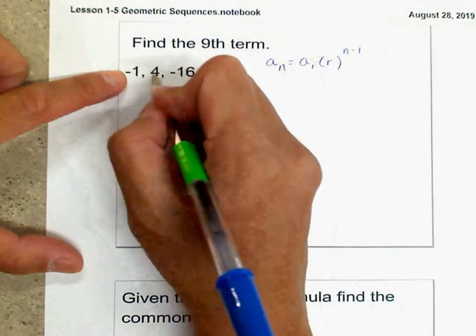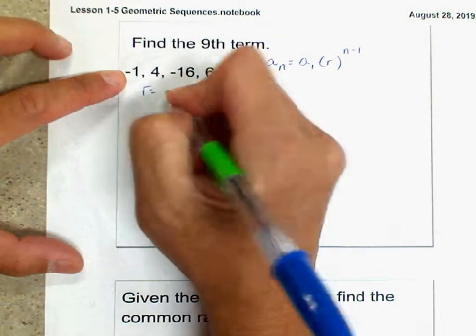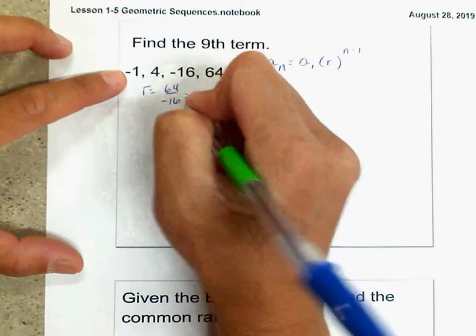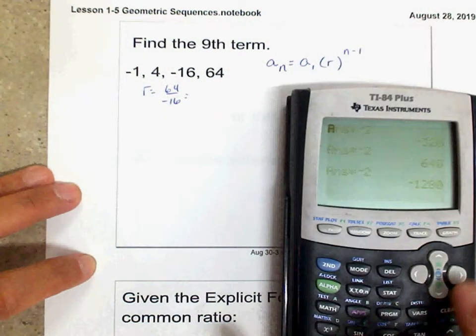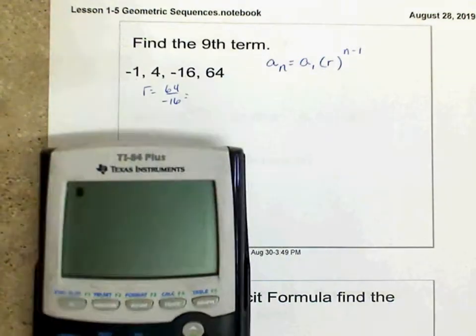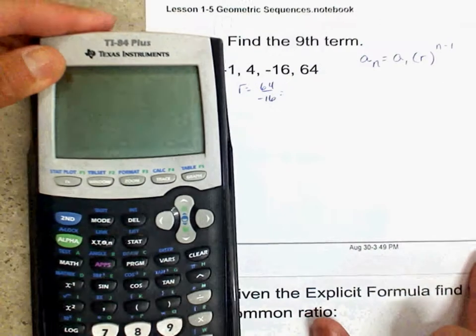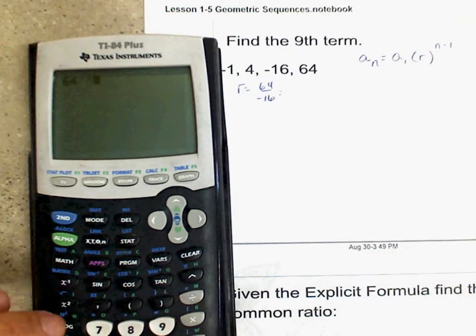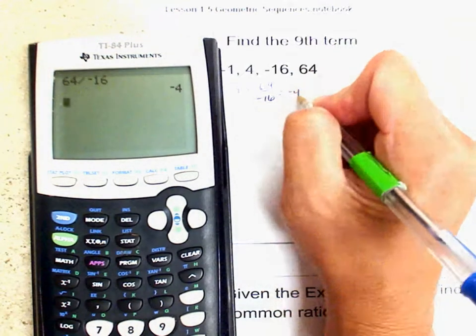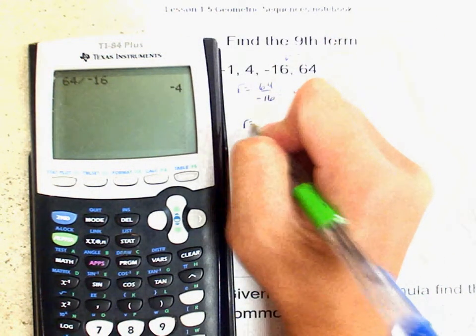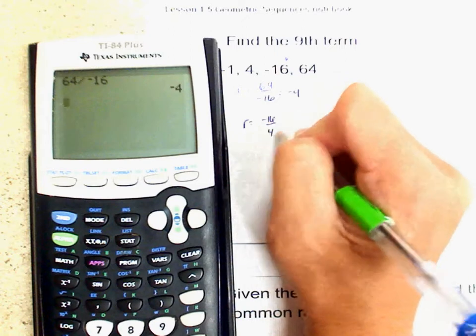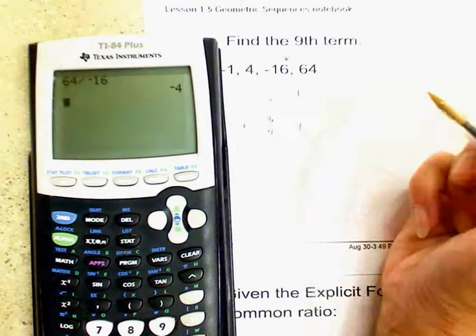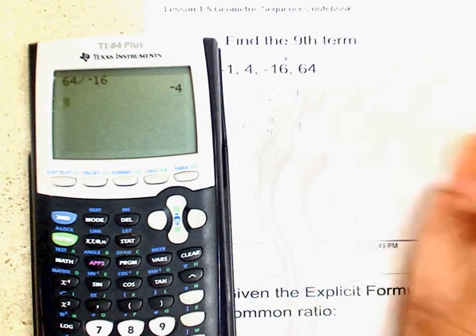1, 2, 3, 4. Let's find our R first. 64 divided by negative 16. I'm going to clear my calculator so you can see what I am typing. All right. 64 divided by negative 16 is negative 4. Let's do another one. Negative 16 divided by 4 is negative 4. You're starting to see a pattern. So R is your negative 4.